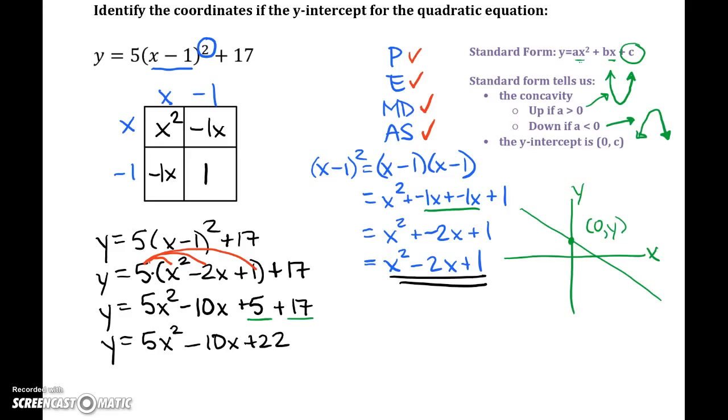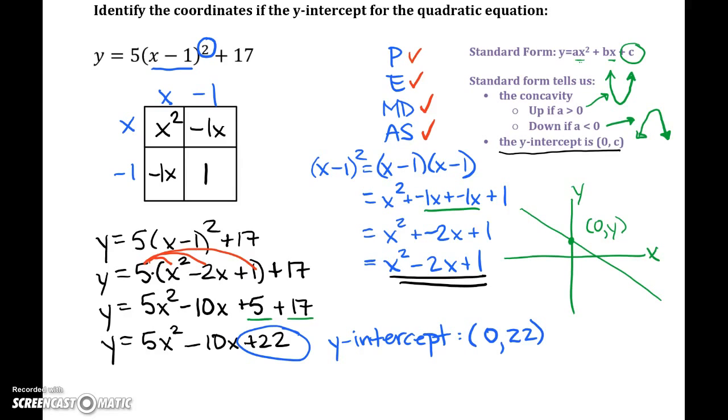So what that tells me, going back to our standard form over here, and the last statement we have, which is that the y-intercept is 0c, I can see right here that that's going to be the y-coordinate of my y-intercept. So the y-intercept is, like we saw here, over 0, but we're going to go up 22. So my y-intercept is at (0, 22).